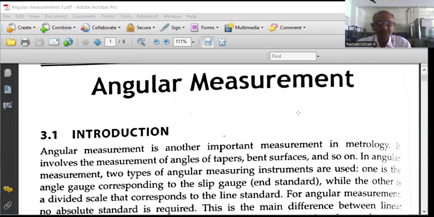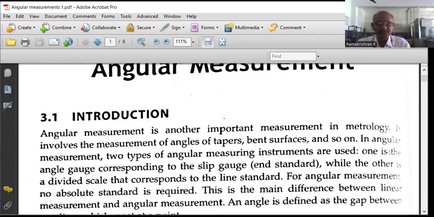Students, in this session, we have a discussion on angular measurements. Similar to linear measurements, angular measurement is also one of the most important measurements in metrology. We can have measurements on taper angle, surface angle, and curvature of the surface. Like that, we can have many angular measurements.